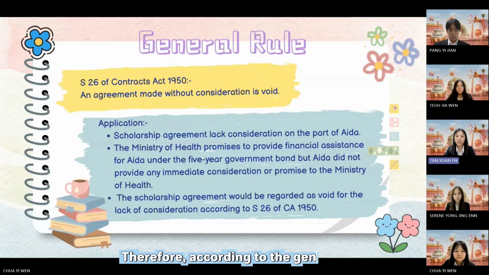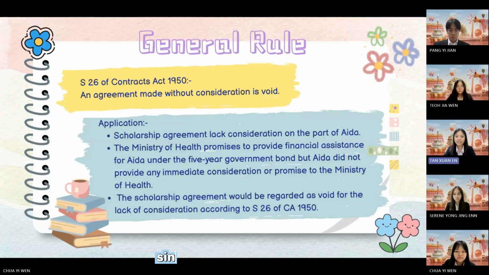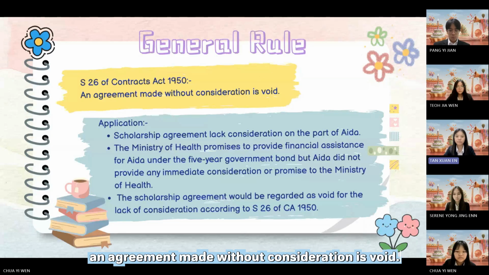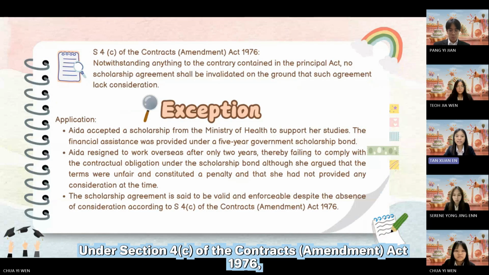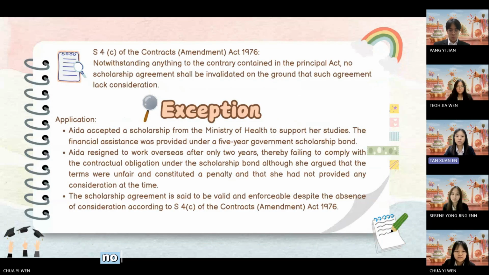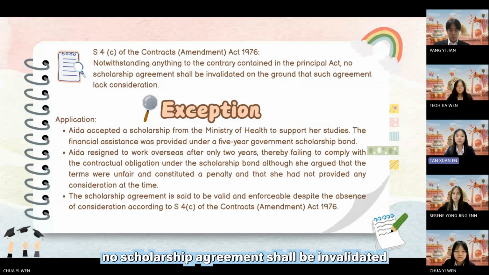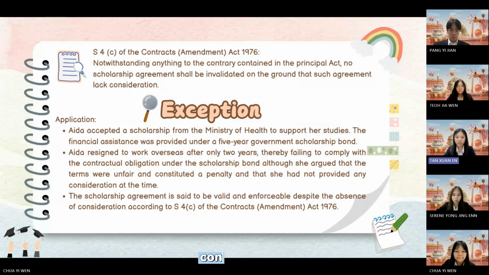Therefore, according to the general rule under Section 36 of the Contract Act 1950, the scholarship agreement between IDA and the Ministry of Health would be regarded as void for the lack of consideration, since the general rule is that an agreement made without consideration is void. However, there is a specific exception for the scholarship agreement. Under Section 4, subsection C of the Contracts Amendment Act 1976, no scholarship agreement shall be invalidated on the ground that such agreement lacked consideration.